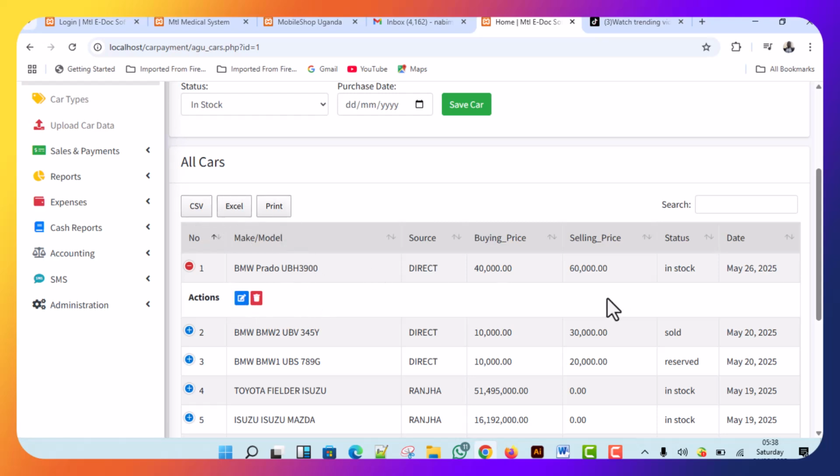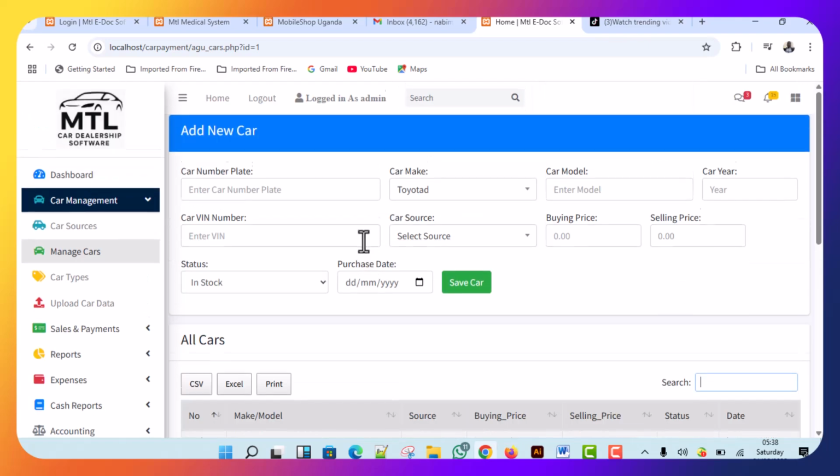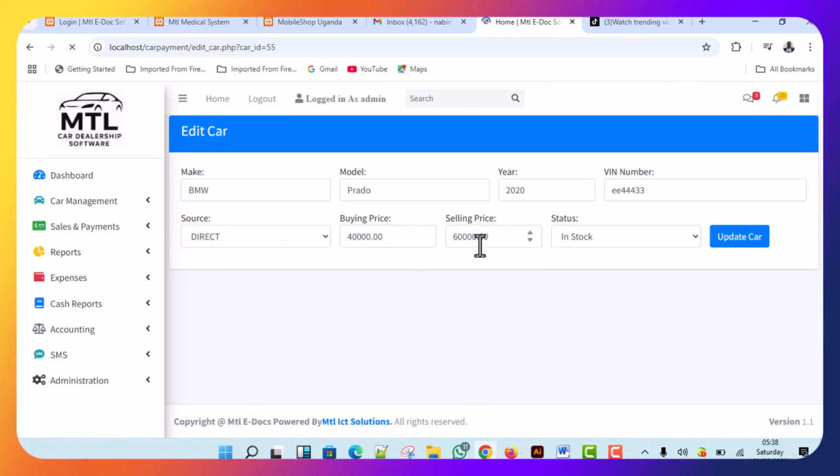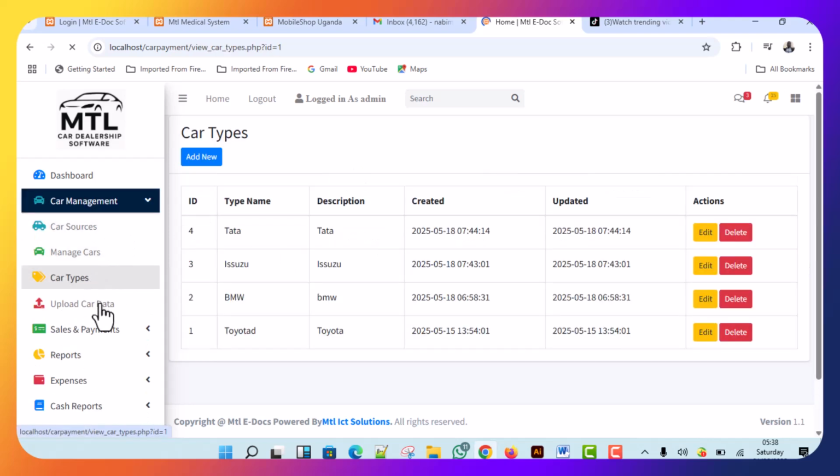So this is just data management, so you can easily search for which car, and you see when you are selling or buying, how much you bought it for, how much you are going to sell it for. So you can always edit, you can always delete. So all that is data management. Then car types, you have looked at that.